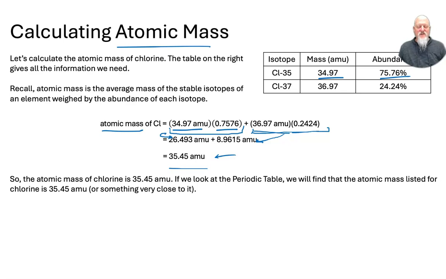Okay, so the atomic mass is the average mass of all stable isotopes of an element. And we calculate that by taking each isotope, the mass times the abundance of the isotope for each of them, and then adding them together. Chlorine was nice because it only has 2 stable isotopes, but there are elements with 5 or 6 stable isotopes, and we would do the same thing. Take the mass of each isotope and multiply by its abundance, and then we just add all those together.